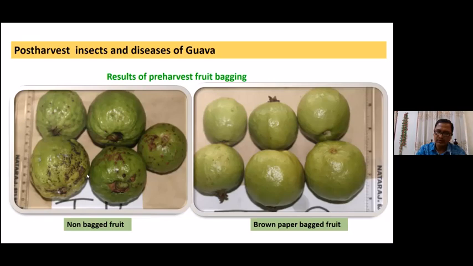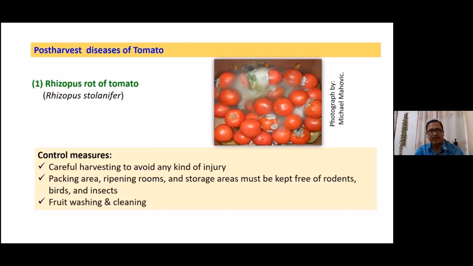So market price is also higher, storage life is also higher, and demand is also higher. So fruit bagging technology can be used for controlling some diseases and insects and to get healthy and smart fruit from the guava plant. Then I said that I will discuss some vegetables with you.